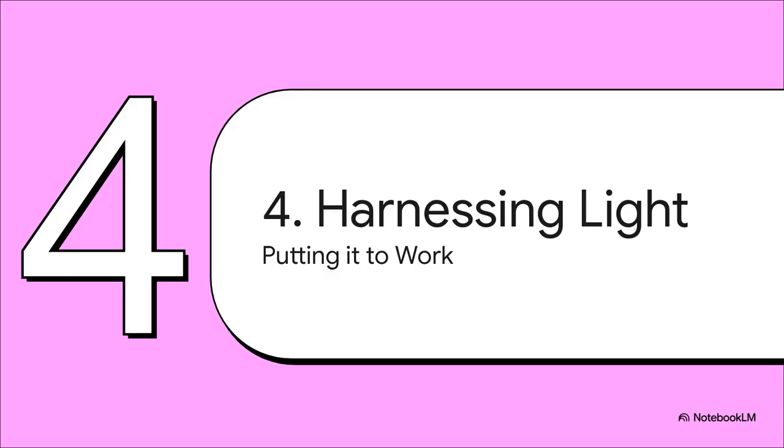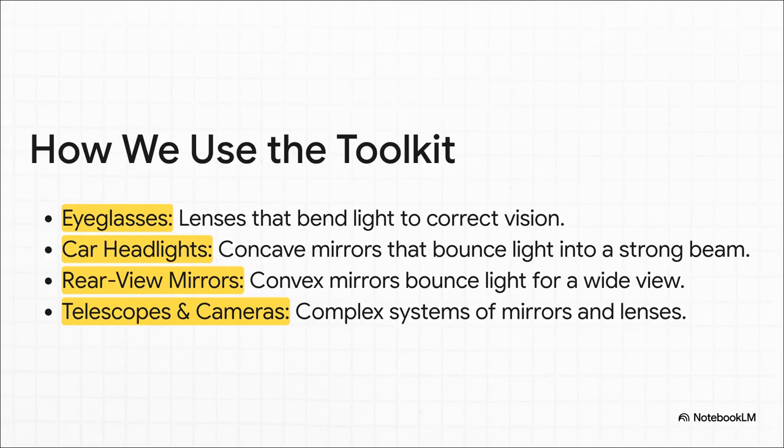So why does understanding this toolkit even matter? Well, because mastering these two simple principles, bouncing and bending, has fundamentally changed how we see and interact with our entire universe. I mean, this isn't just theory in a textbook. This stuff is all around you. Your eyeglasses are just precisely shaped lenses that bend light to help you see clearly. Your car headlights are concave mirrors that bounce light into that strong beam. And our trusted rearview mirrors are convex mirrors, bouncing light to give us that wide, safe view. Telescopes, cameras, microscopes, they're all just brilliant, complex combinations of these two fundamental tools working together.